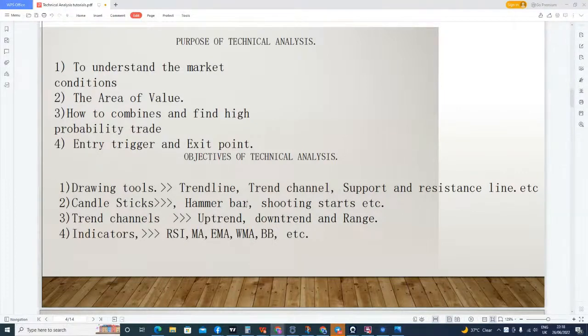We know it as hammer bar, shooting stars, and many more. We have evening stars, and many of them, inverted hammer and so on. And these things also have meaning. When one of these things is happening in the price, you already know what to happen next.